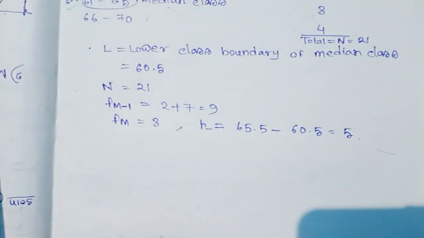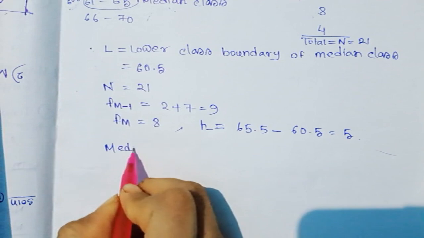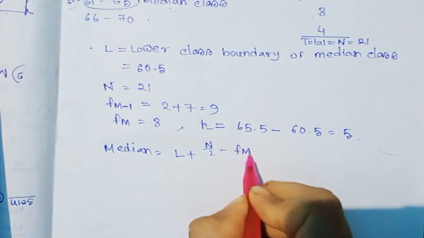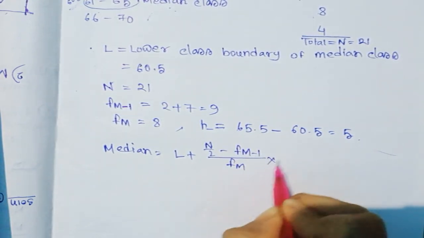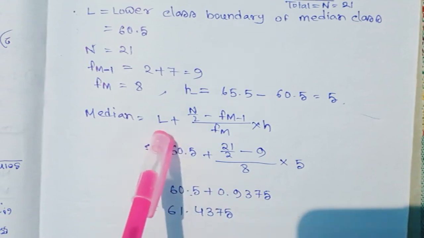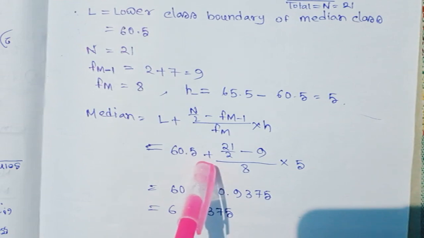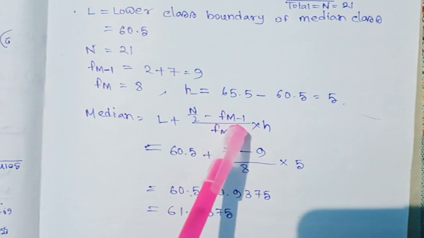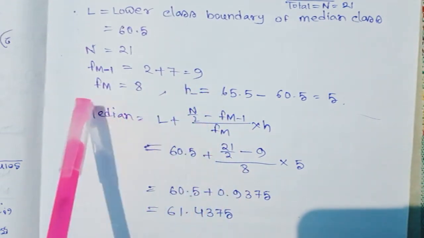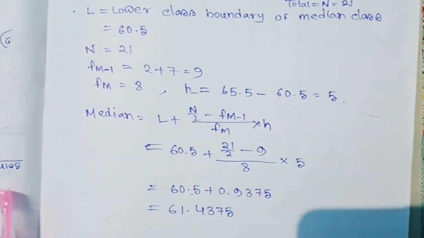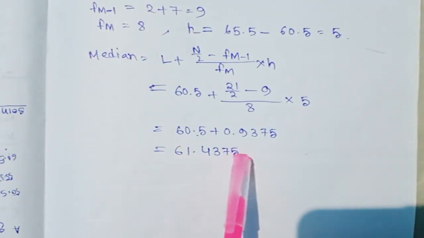Now put the values in the formula. We get our median as L plus n by 2 minus f of m minus 1, divided by f of m, into h. Putting in the values, L is 60.5, n was 21 so n by 2, minus f of m minus 1, which is 9, divided by f of m, which is 8, into h, which is 5. Calculating, we get a median of 61.4375.